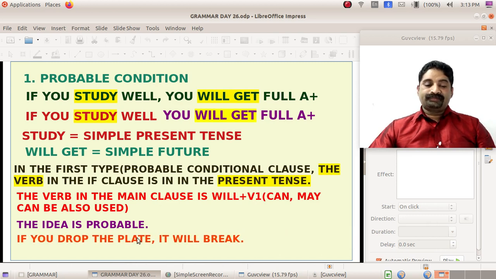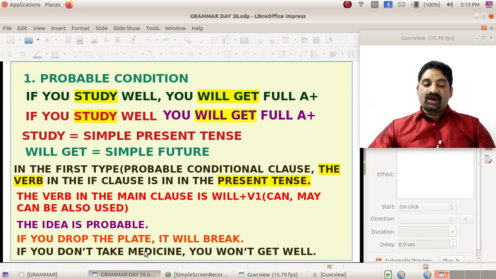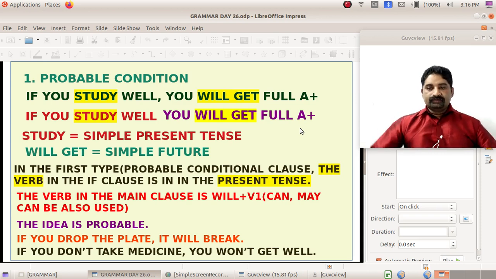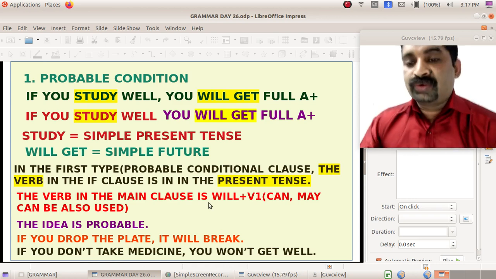Okay, like this. If you drop the plate, it will break. If you drop is present tense, it is future. If you don't take medicine, you won't get well. So here, if you don't take medicine, you won't get well. That means you just note the tense. If you don't take is present, it is a future. This is what we have to learn.